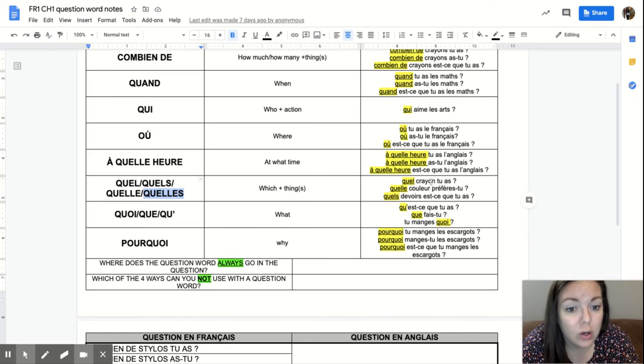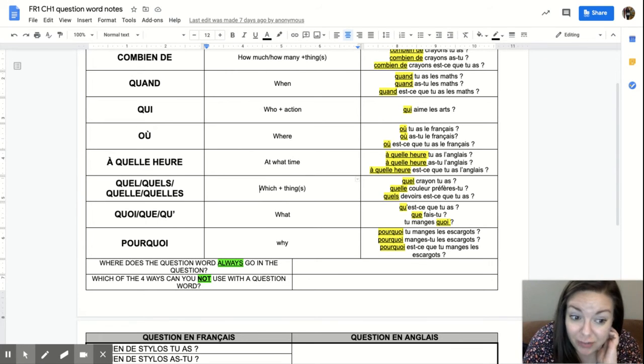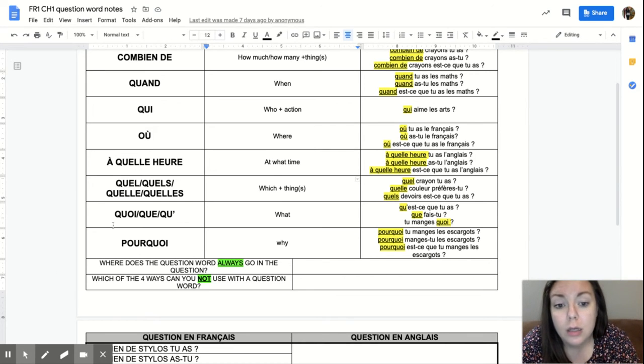So quel crayon tu as? Which pencil do you have? Crayon is masculine singular, so you use quel. Couleur is feminine, so you use the quelle, that is feminine. Devoir, homework, is masculine plural, so use the masculine plural. Again, this is just for recognition. I want you to know that all 4 of these versions mean which. Okay, what has a bunch of different forms depending on where it goes in the word. So if you're using quoi, it's going to go at the end of your question.